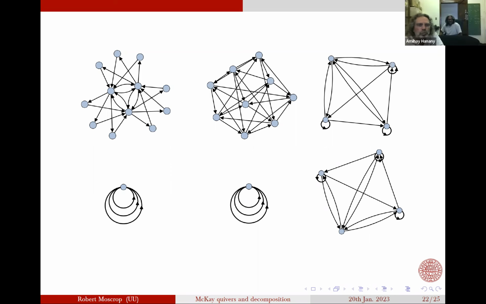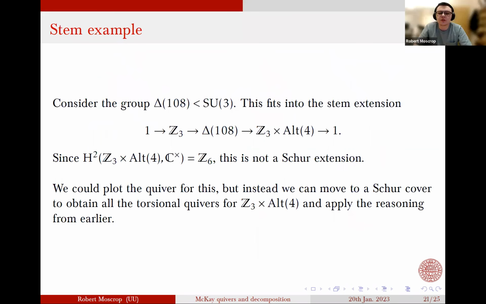Yeah, the Schur multiplier of delta 108 is Z6, you said? No, the Schur multiplier of Z3 times alt 4 is Z6. I see. And of delta 108, how much is it? I would think it's Z2, but I don't know. It's not too important. I'm going to a Schur covering group of Z3 cross alt 4, I should say. Maybe that wasn't too clear. I see. Okay. Yeah, that's something I should clear up.